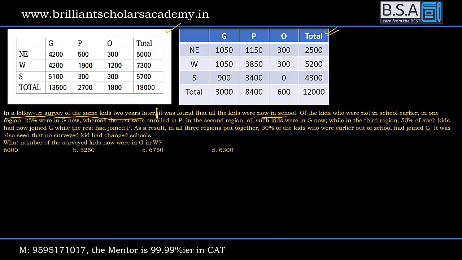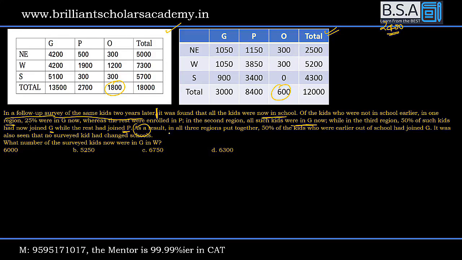Of the kids who were not in school earlier, these 2400 kids, they were not in school earlier. Now they are also back into school. Of the kids who were not in school earlier, in one region, we do not know which region, 25% were in G now, whereas the rest were in P. In the second region, all the kids were in G now, while in the third region, 50% of such kids had now joined G, while the rest had joined P.